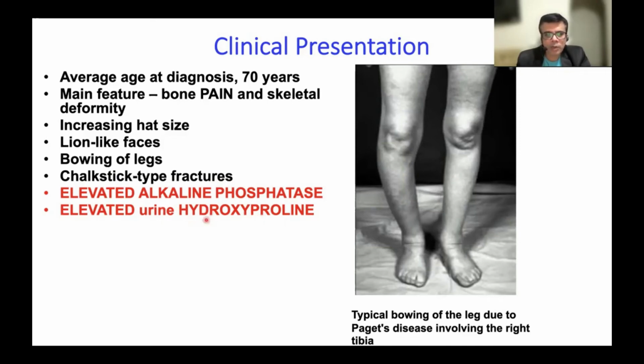Hydroxyproline is a breakdown product of connective tissue. So these two markers are elevated, and these are very clear-cut diagnostic features along with the clinical features. If we get these two biochemical elevations, then it is clearly indicative of Paget's disease of bone.